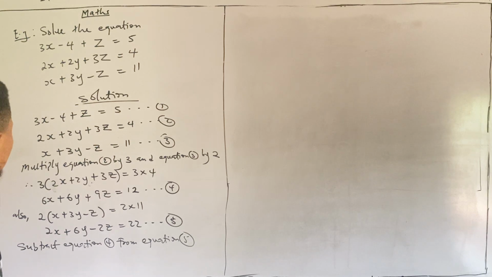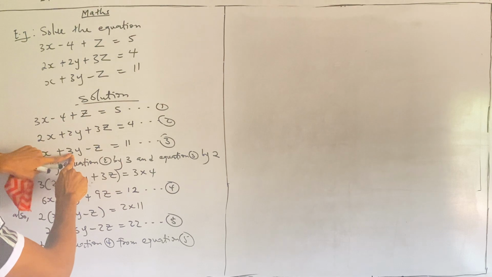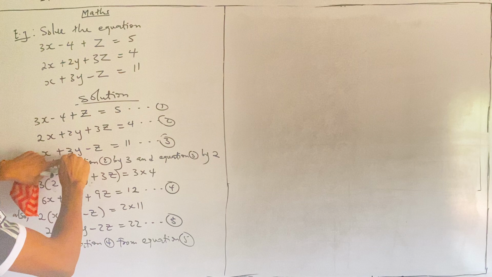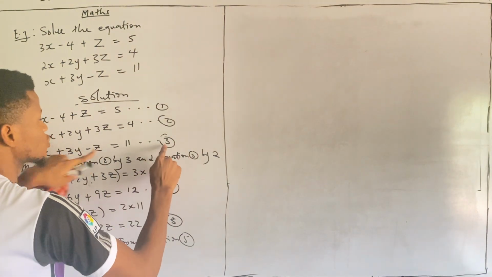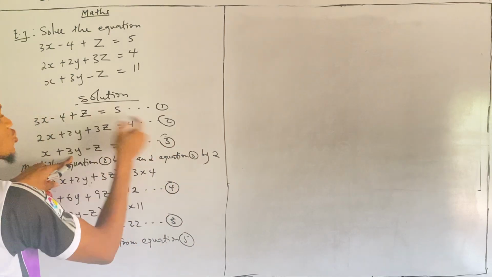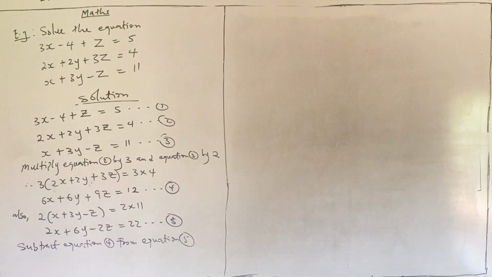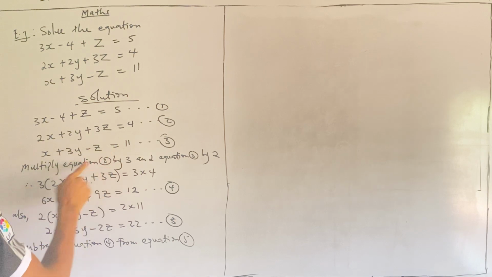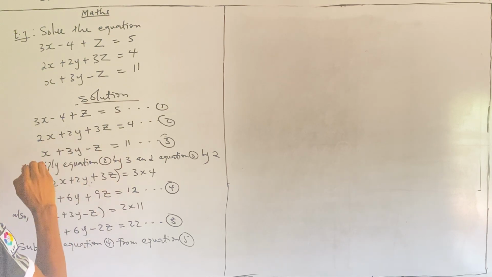Z. So we now say multiply equation 2, which is this one, by the coefficient of y in equation 3, which is 3. So multiply equation 2 by 3. The wisdom behind this 3 is that it is the coefficient of y in equation 3. Then multiply equation 3 by the coefficient of y in equation 2, which is 2. So multiply equation 3 by 2. Sorry, we started with equation 2. So we are going to start with equation 2.